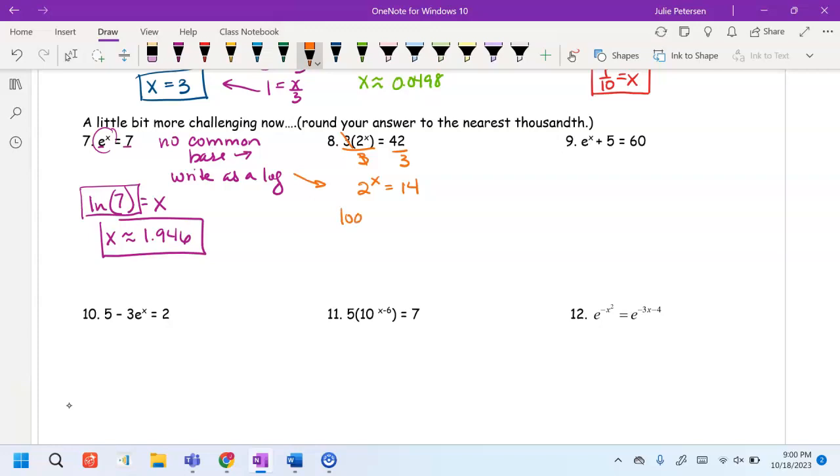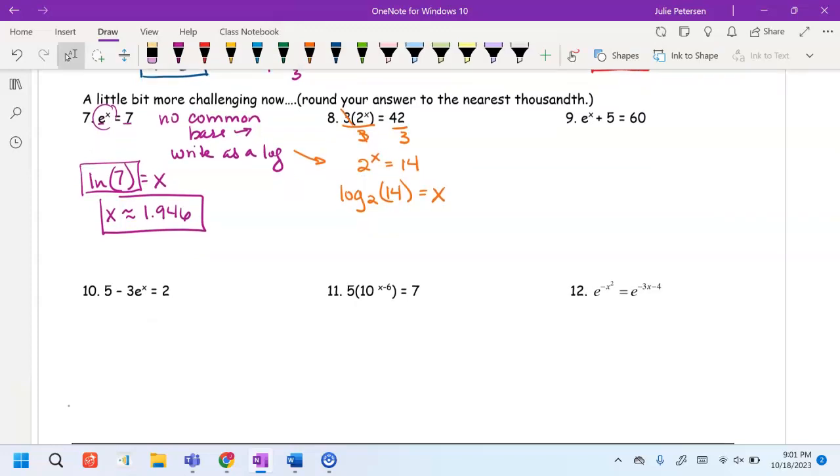And then whatever the base of the exponent is goes here. The 14 becomes the argument of the logarithm, whatever we're taking the log of. And then our x is our exponent, and that's what we're trying to solve for. All right, so we've got log base 2 of 14 is x.